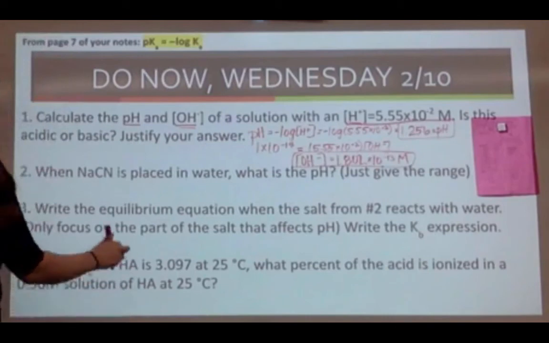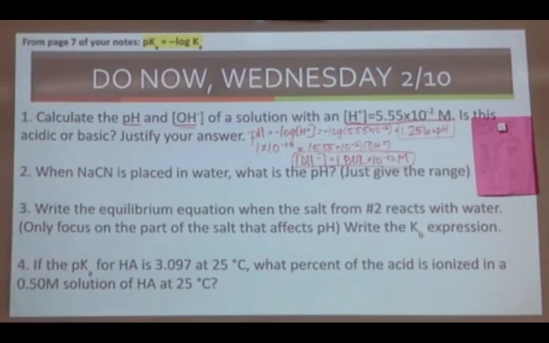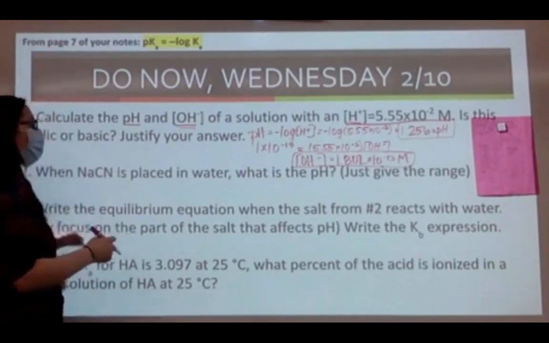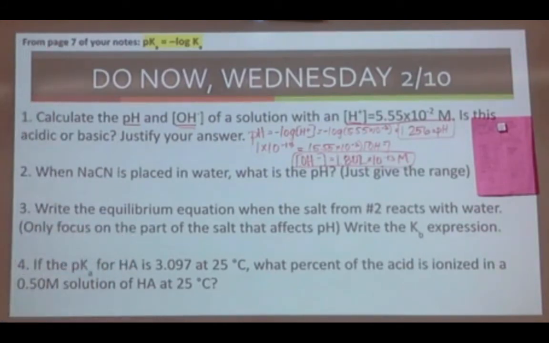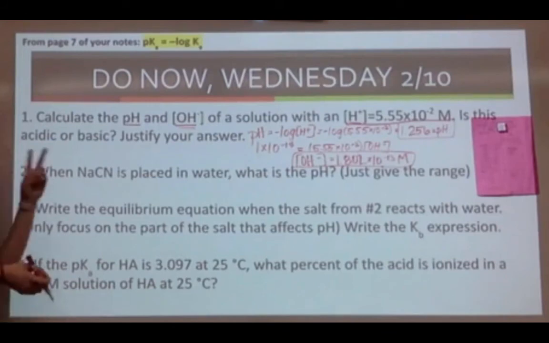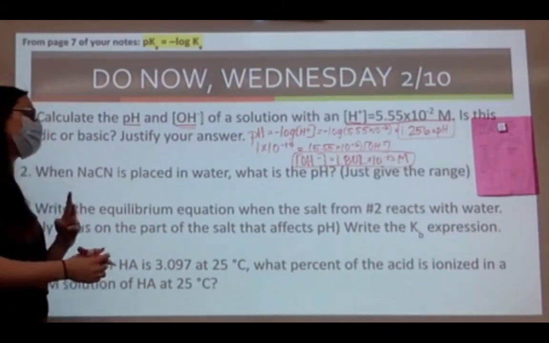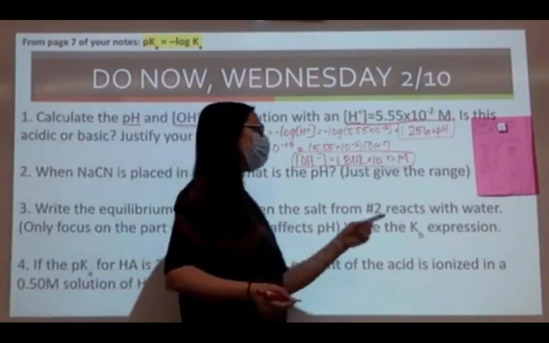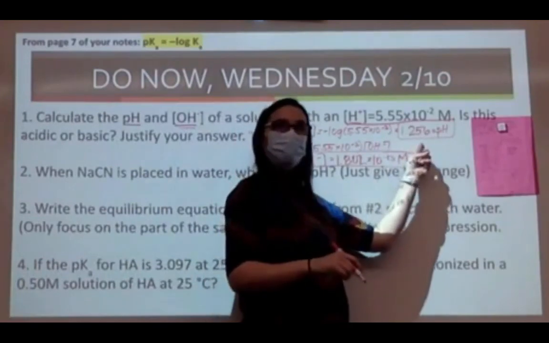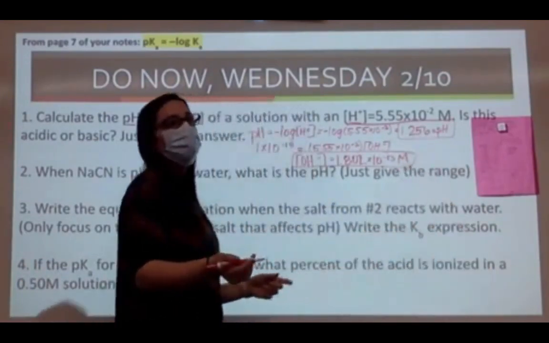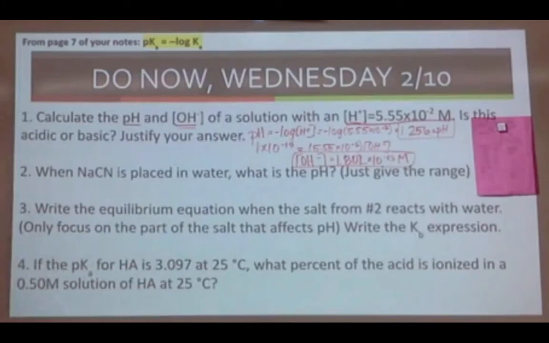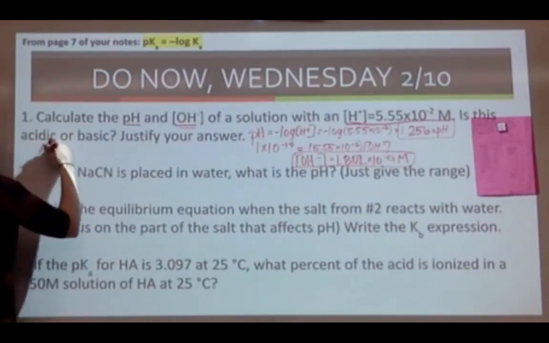Now, the last part of this asks, is this acidic or basic, and justify your answer. Remember, if it says justify your answer, provide some sort of reasoning. So there are 2 ways that we could figure out if this is acidic or basic. One way is to look at the pH. It's a low pH. Low pH means that it's acidic. So I know that this is acidic.